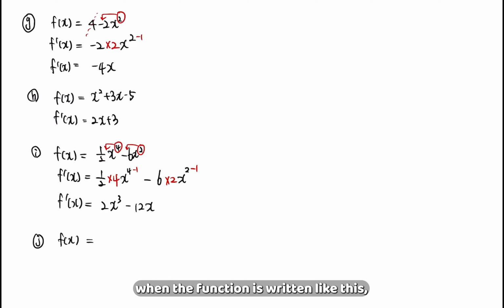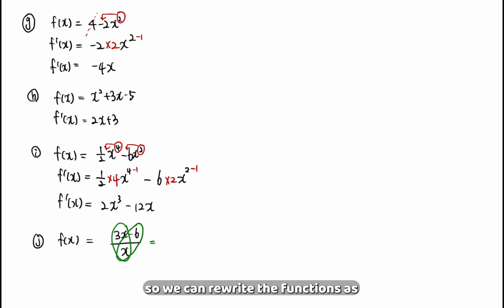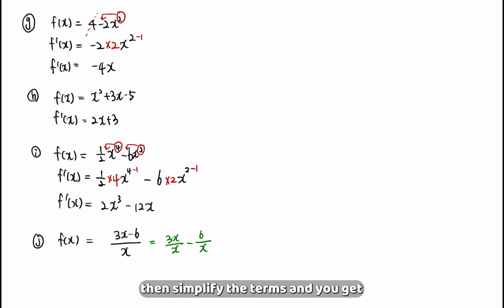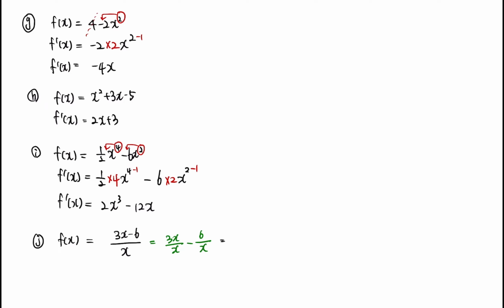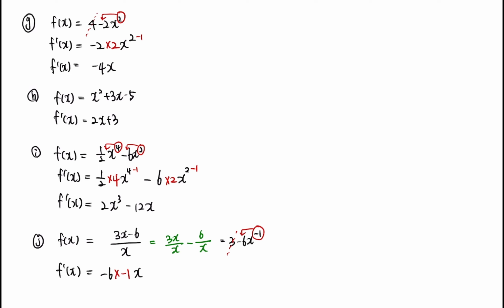When the function is written like this, you need to split it into 2 terms in this way. So we can rewrite the function as 3x/x minus 6/x. Then simplify the terms and you get 3 minus 6x to the power of minus 1. Don't forget that we have to do the differentiation. Then we get the result of 6x to the power of minus 2, which is 6/x to the power of 2.